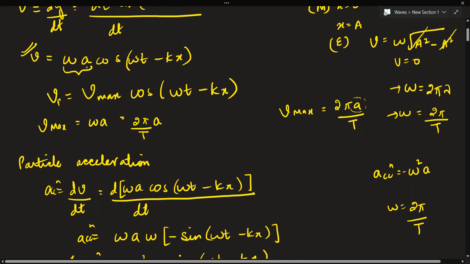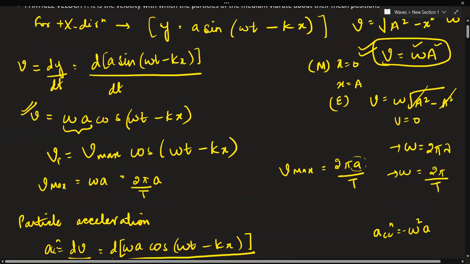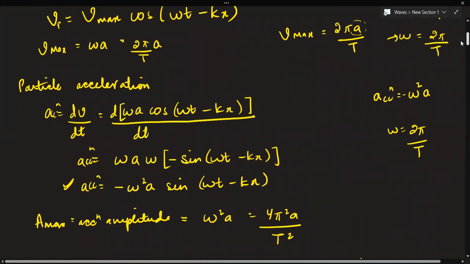Can you tell me what this a in this equation is? A is the amplitude. Since we are differentiating, the amplitude will remain constant. So that's why we say it's the velocity.